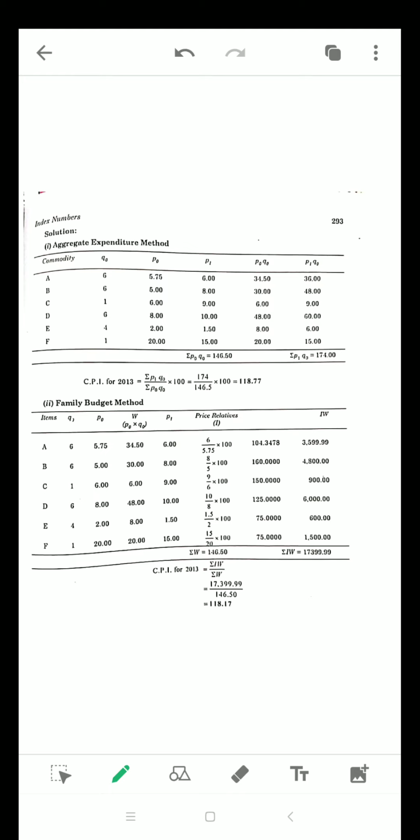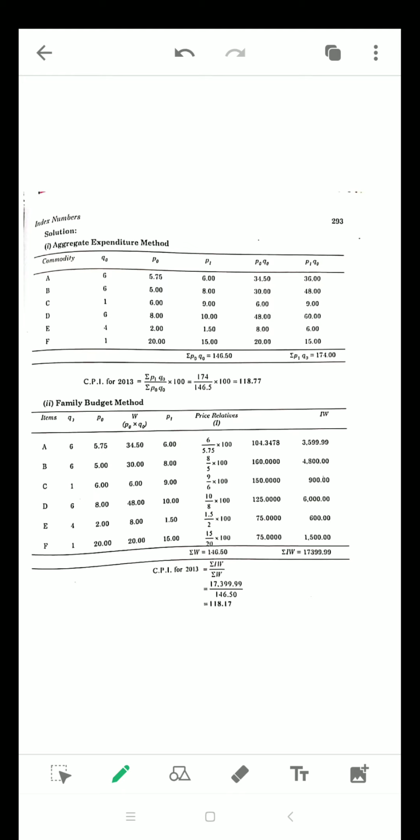And next P1 we have already, which is given in the question, that is 6 8 9 10 1.5 and 15. So now we have to find out, as per the formula we require I. What does I mean? Price relatives. So in the previous method also we have done in one problem, I, price relatives. I is equal to P1 divided by Q0 into 100. So now write down 6 divided by 5.75 into 100, 8 divided by 5 into 100, 9 divided by 6 into 100.